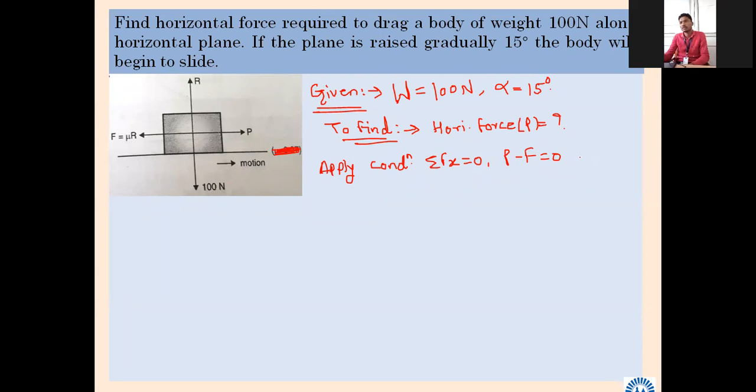I will write, suppose. R माहित ना आपल्याला? 100. Yes, sir.